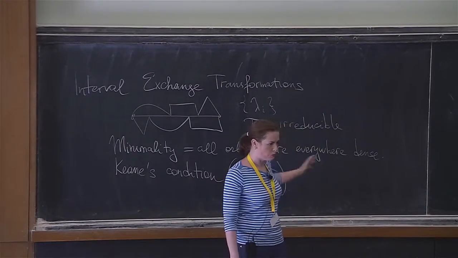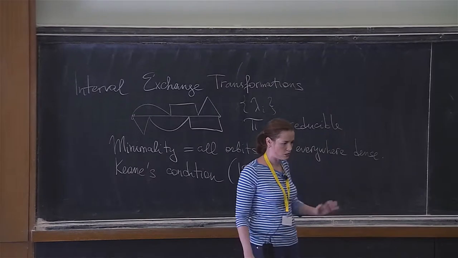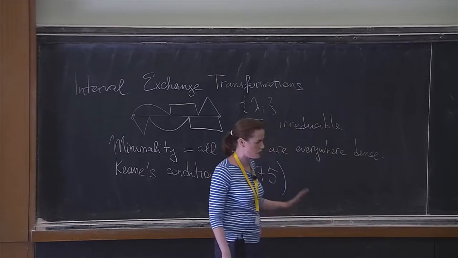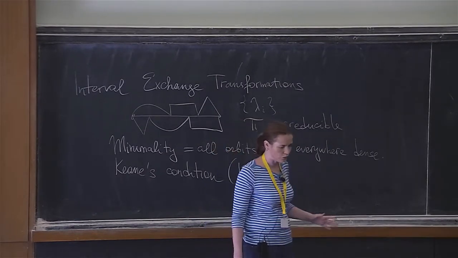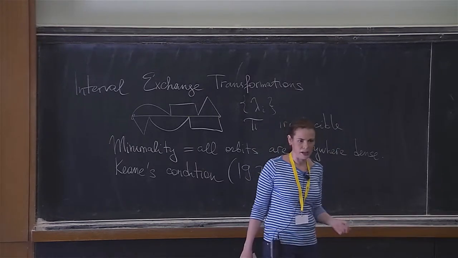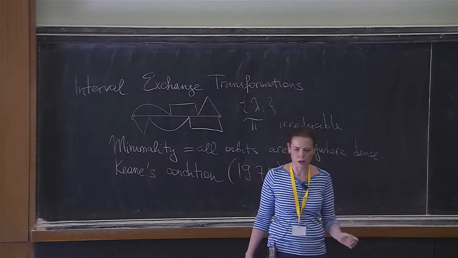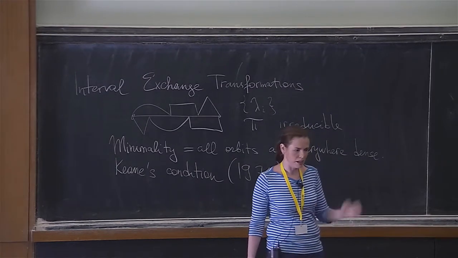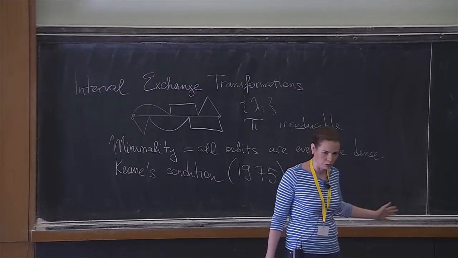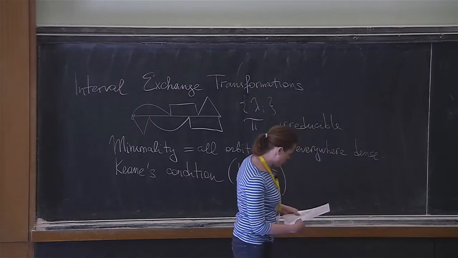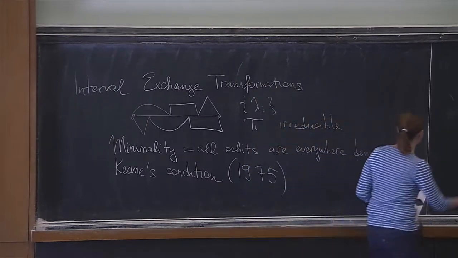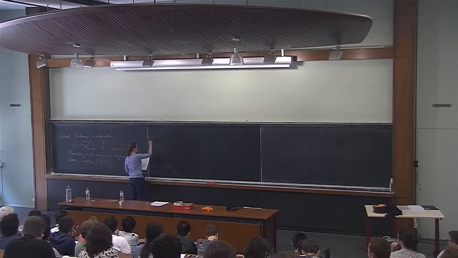If we know that the condition is satisfied, we know that the interval exchange transformation is minimal. If it is not satisfied, it's a complicated question to understand whether this interval exchange transformation is minimal or not. It strongly depends on the type of conditions that we put on it. I will provide just a few examples to show you that indeed things can be quite non-trivial.